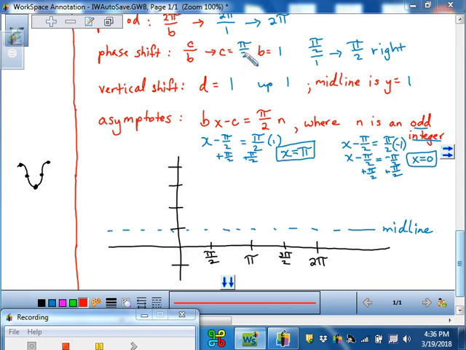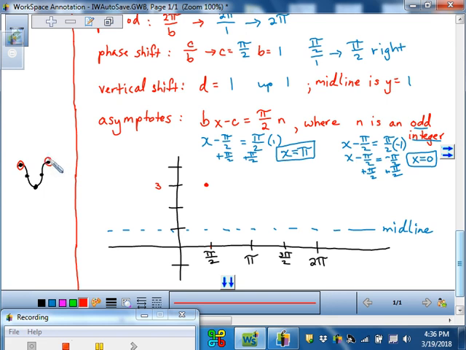Also remember, we had a phase shift. Normally our cosine would start on the y-axis, but because we have a phase shift of pi over 2 to the right, it's going to start right above pi over 2. So if I go up 2 above the midline, I'm going to be starting at positive 3. That's my first amplitude point.